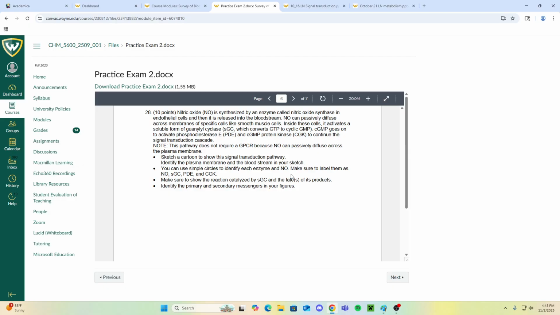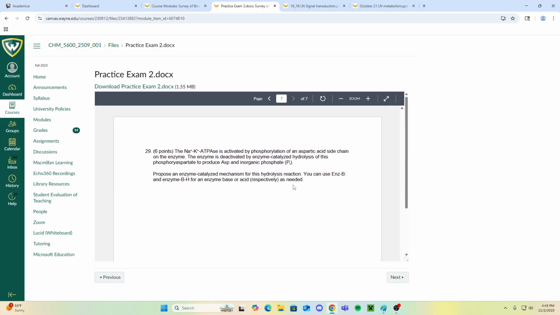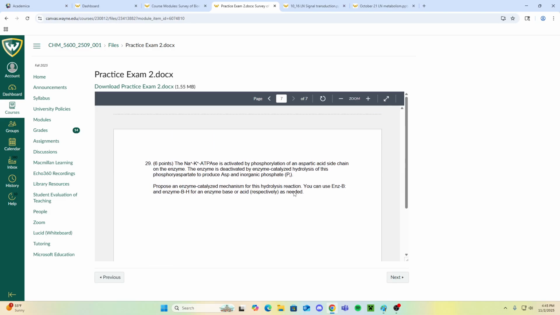However, let's just go focus on a mechanism problem here, because I believe there was one. Yes, there we go. Enzyme catalyzed mechanism for hydrolysis reaction. So, sodium potassium ATPase. You know that this is going to be an enzyme because of the ASE. It's activated by phosphorylation of an aspartic acid side chain.